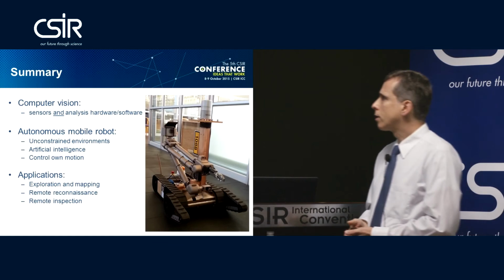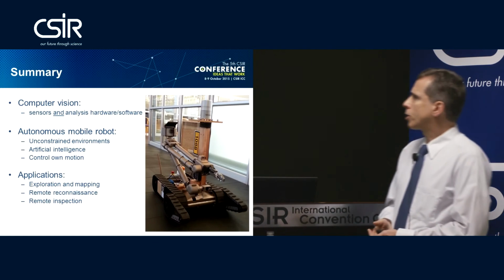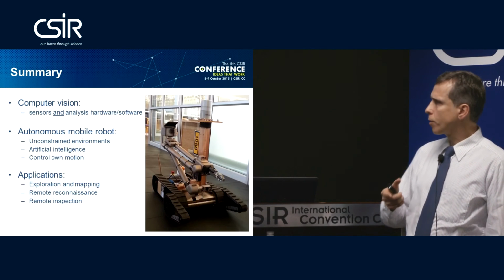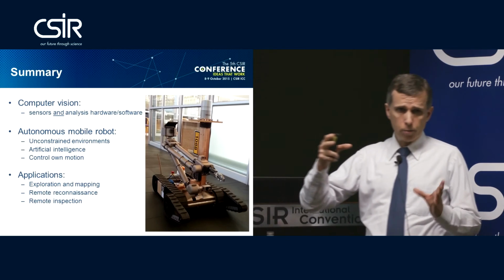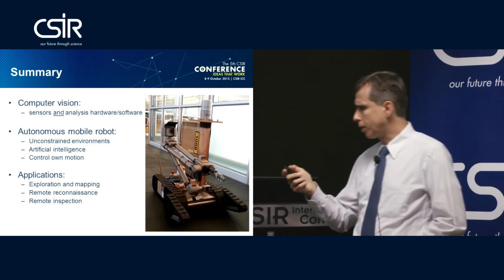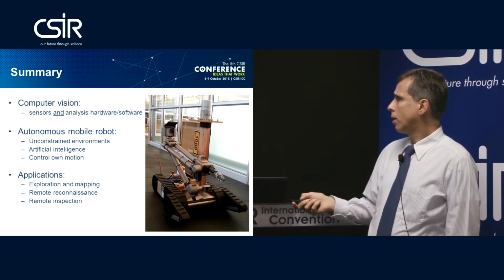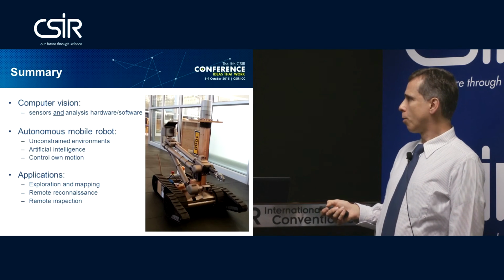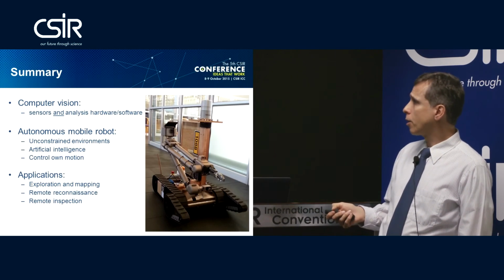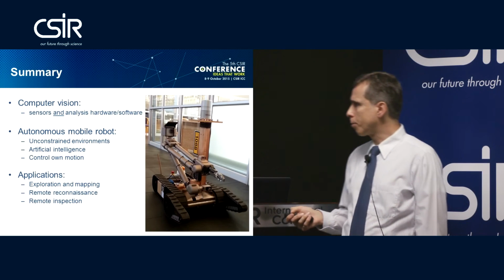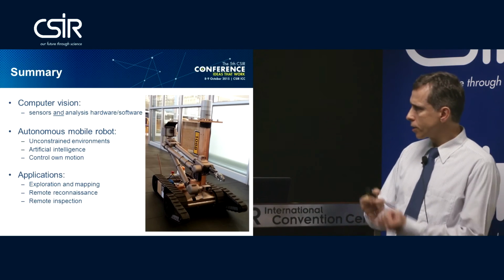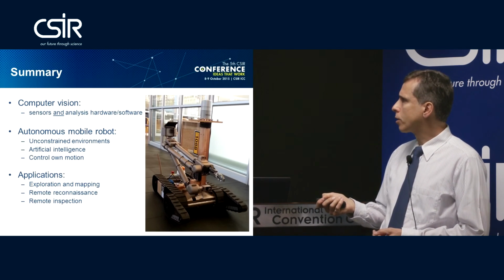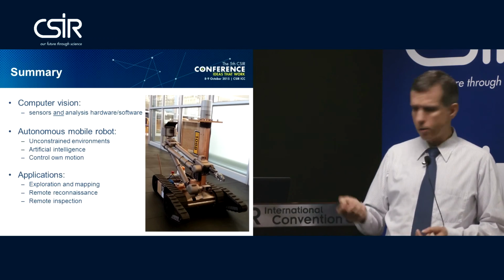Summary then. Computer vision, we're talking there about sensors and the hardware and software, the analysis hardware and software. So we're talking about a system, sensors plus the analysis elements. And the autonomous mobile robot, as we've seen, operates in relatively unconstrained environments. It uses artificial intelligence, so the SLAM algorithm, path planning algorithms like that, and it will control its own motion. So that's what we're talking about there.